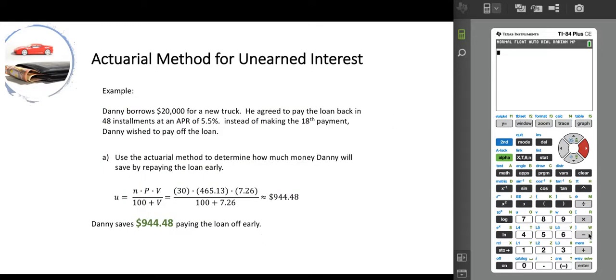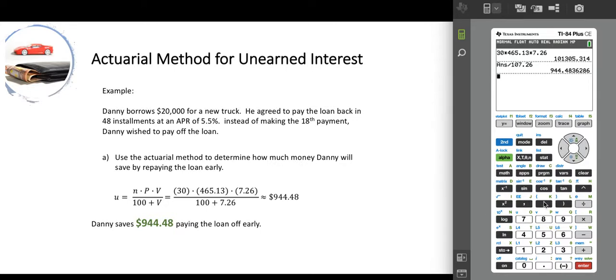So when we put this in the calculator, you have to be super careful, guys, when you type this in. So it's 30 times 465.13 times 7.26. You got to be really careful. Get that answer before you divide it by the bottom, and I would add these together. I wouldn't type that as 100 plus. I would put 107.26 to avoid any confusion in your calculator. And that will give you the answer of 944.48.